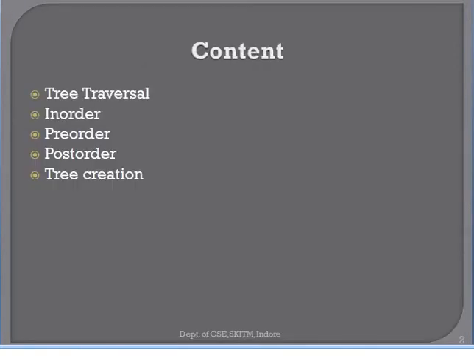So in my session I will be discussing what a tree traversal is and which approaches we use. We are using in-order traversal, pre-order traversal and post-order traversal, and after that is tree creation. If we are given any two of these notations, how can we construct the binary search tree?